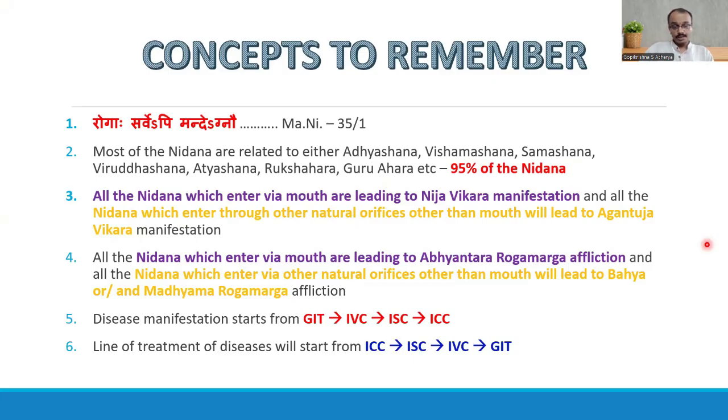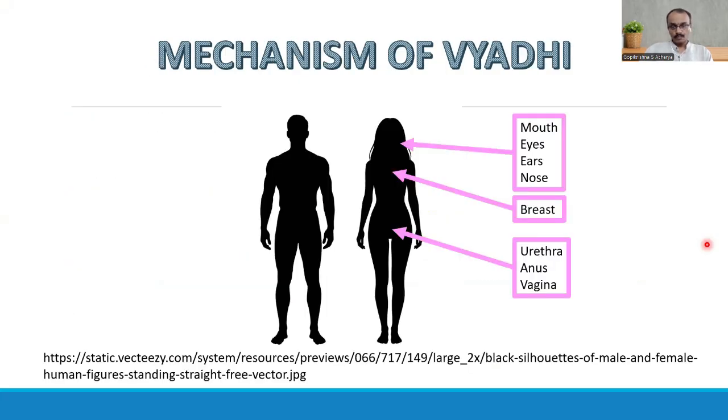In this way, these are the fundamentals that have to be remembered while knowing about the Ayurveda diagnostic criteria. As far as the mechanism of Vyadhi is concerned, it is mentioned in Ayurveda. So these are considered to be Bahya Srotas: mouth, eyes, ears, nose, breast, urethra, anus, vagina. They are considered to be the Bahya Srotas.